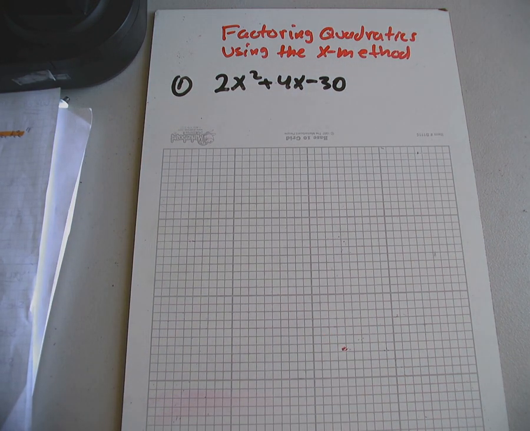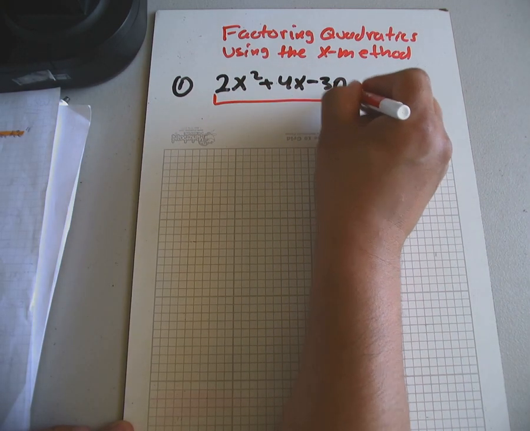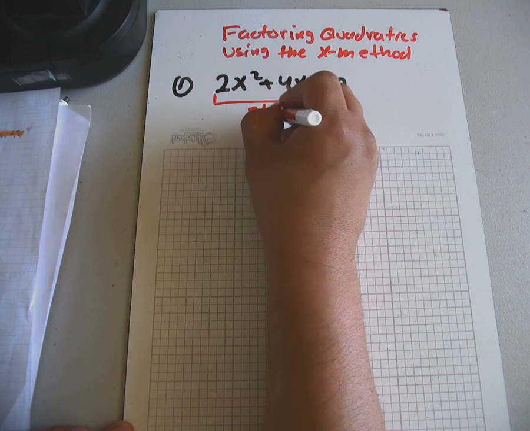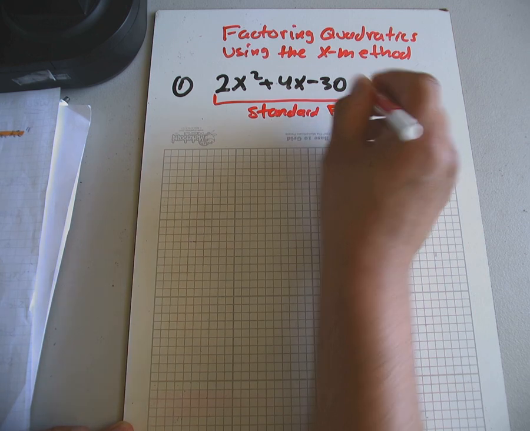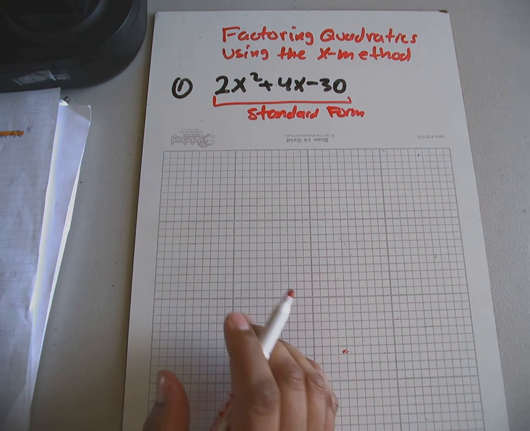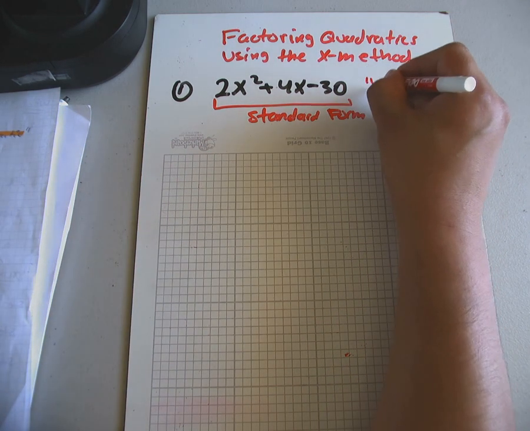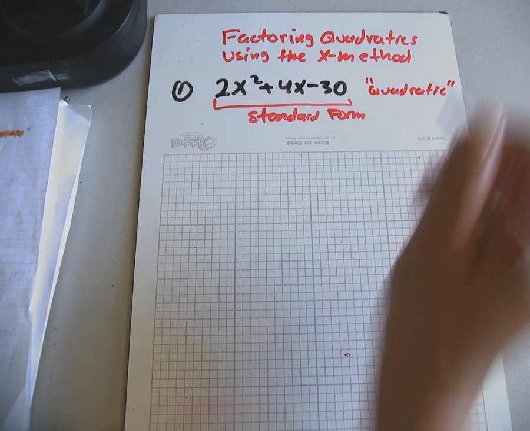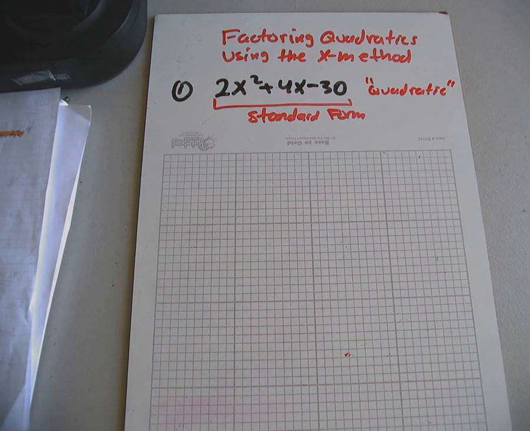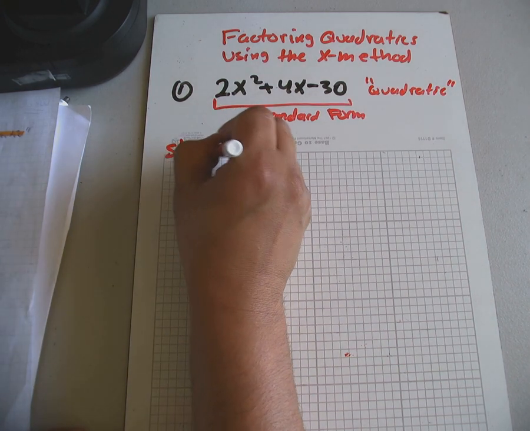My first step is to find the GCF. By the way, this format is called standard form. That's the name of the format. The equation is a quadratic, so this is called a quadratic equation. All right, so let's start. Step one will be the GCF.